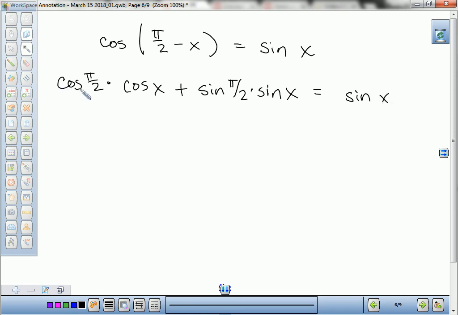Now, what is cosine of pi over 2? 0. 0 plus 0 is 0. What is sine of pi over 2? 1. Okay, so do you see we just proved it? We did a proof of a co-function identity that we had already studied. Do y'all remember studying this? Yes. Yeah, the 90 minus x, or pi over 2 minus x, equals sine x. So that's a proof.